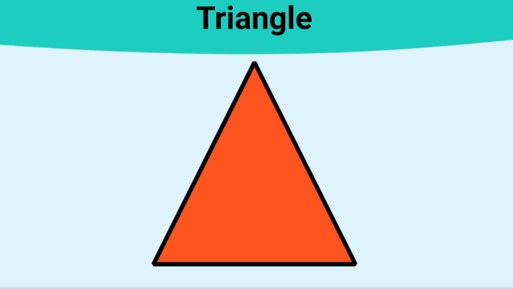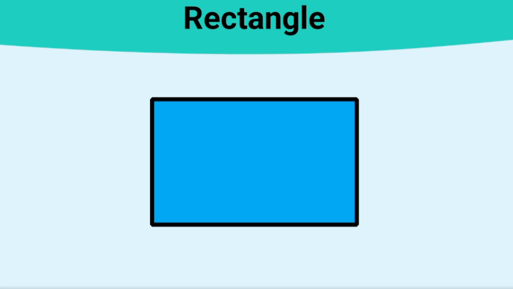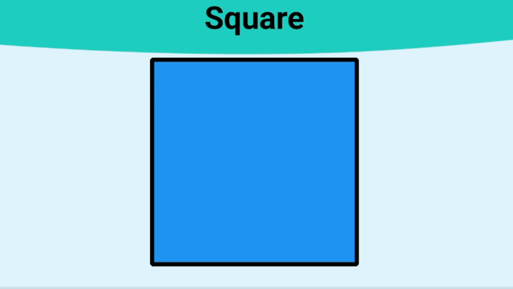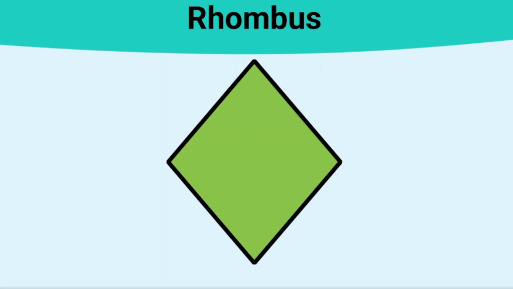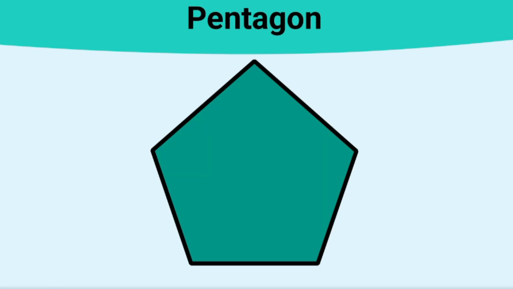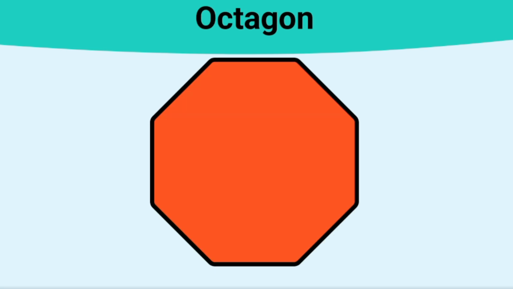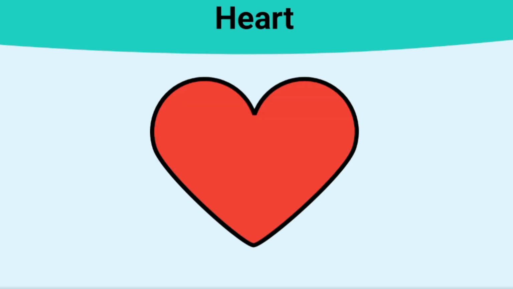You can do it. Which shape is this? Rectangle. Very good. Genius. You can do it. Excellent. Which shape is this? Square. Very good. Which shape is this? It's your turn. You have to tell me. Rhombus. Very good. Which shape is this? Pentagon. Very good, kids. Which shape is this? Hexagon, octagon, star, heart, cross.